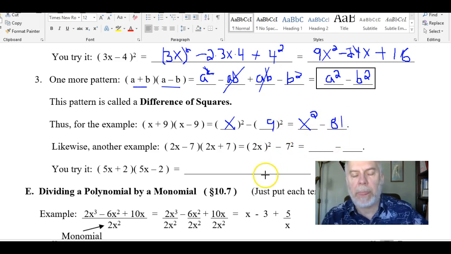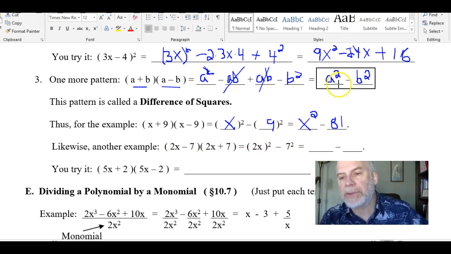So that's the answer. Okay, here we have 2x minus 7, 2x plus 7. So one's negative, one's positive, so this would fit the pattern. So you can go a squared minus b squared, so you get 2x squared minus 7 squared, which of course is going to be 4x squared and then minus 49.